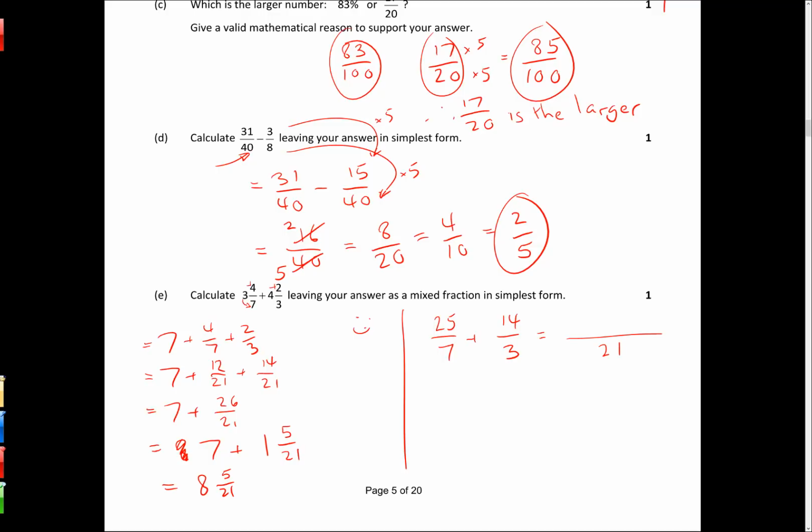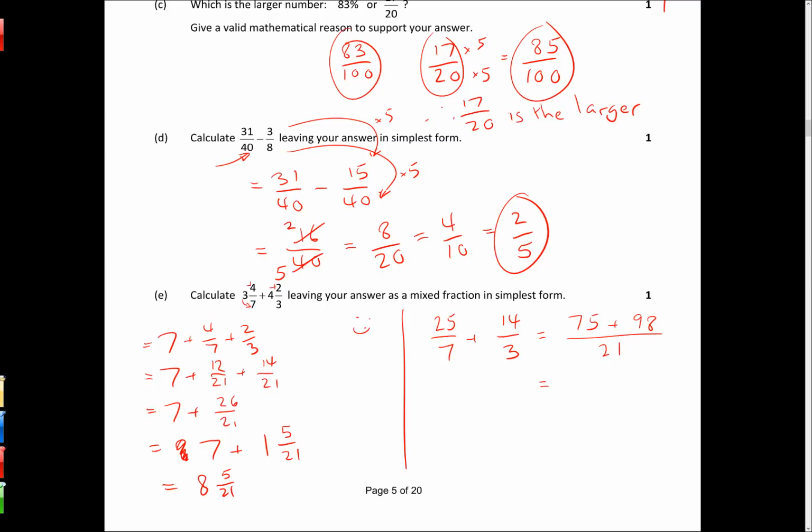Here I'm just going to do the cross method type thing where I do 3 25s is 75. All I'm really saying is 7 gets times by 3, so the 25 gets times by 3. Now the 3 gets times by 7, so the 14 gets times by 7. What's 14 times 7? Well, it's 7 10s and 7 4s. 7 10s is 70, 7 4s is 28. 70 and 28, well that's a 98.